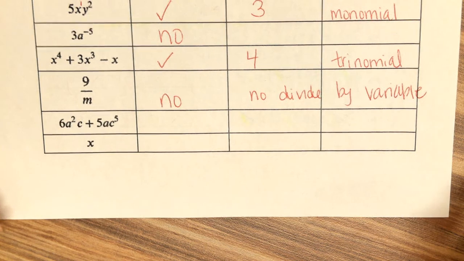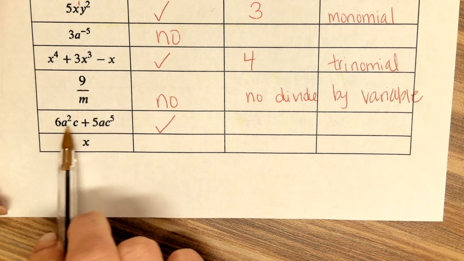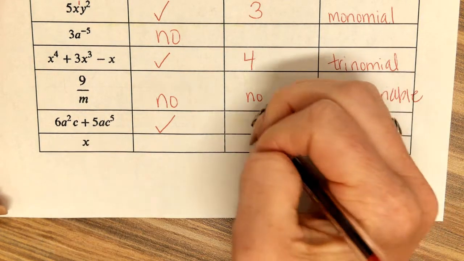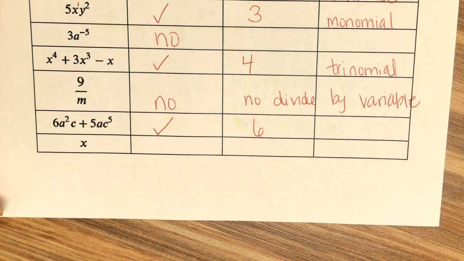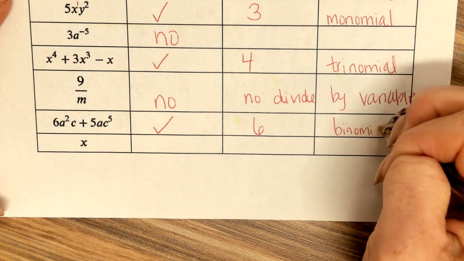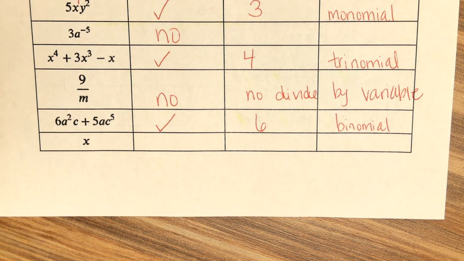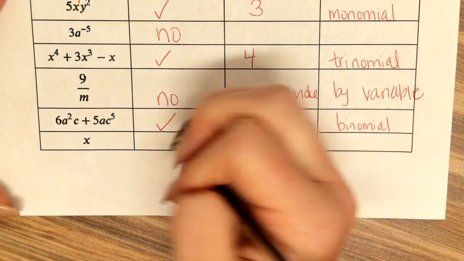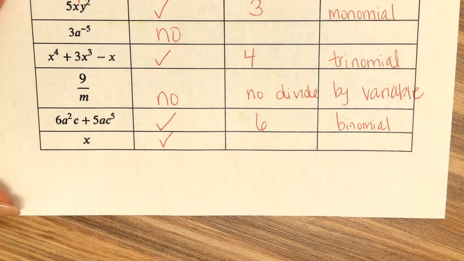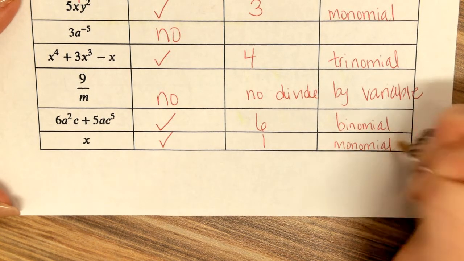The next one? Yes, it is. What's its degree? 6. Why? What's this degree right here? 3. What's this degree? So 6 is the biggest. How many terms? 2. So it is called a binomial. The last one? Yes. What's its degree? 1. And it's called a monomial.